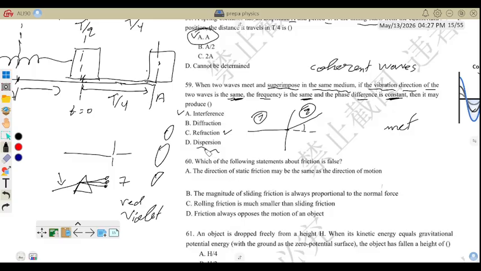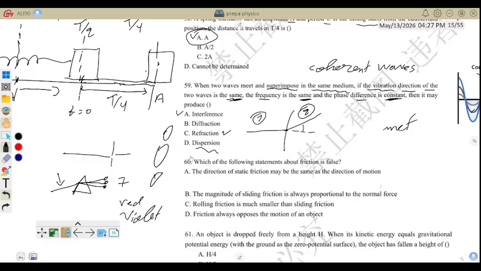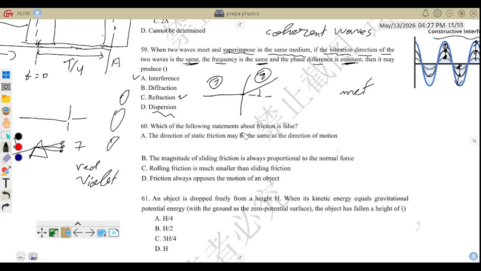Finally, here we have question number 60. Which of the following statements about friction is false? We're looking for the false one. A: The direction of static friction may be the same as the direction of motion. B: The magnitude of the sliding friction is always proportional to the normal force. C: Rolling friction is much smaller than sliding friction. D: Friction always opposes the motion of the objects.